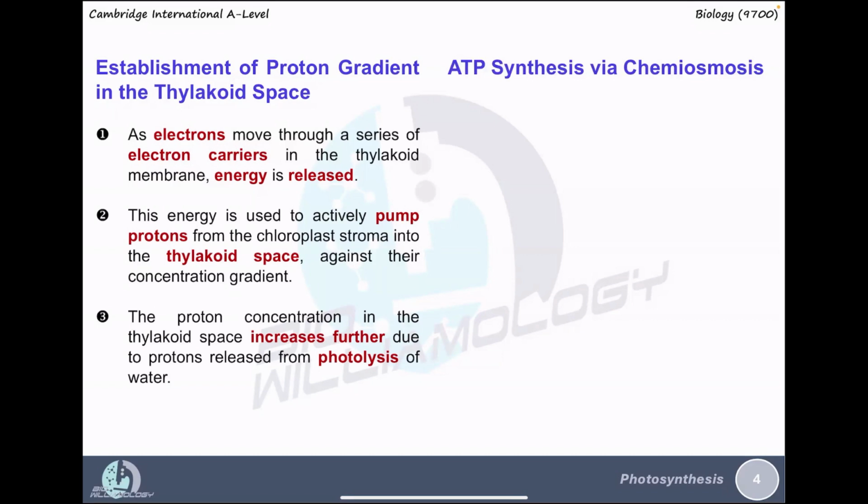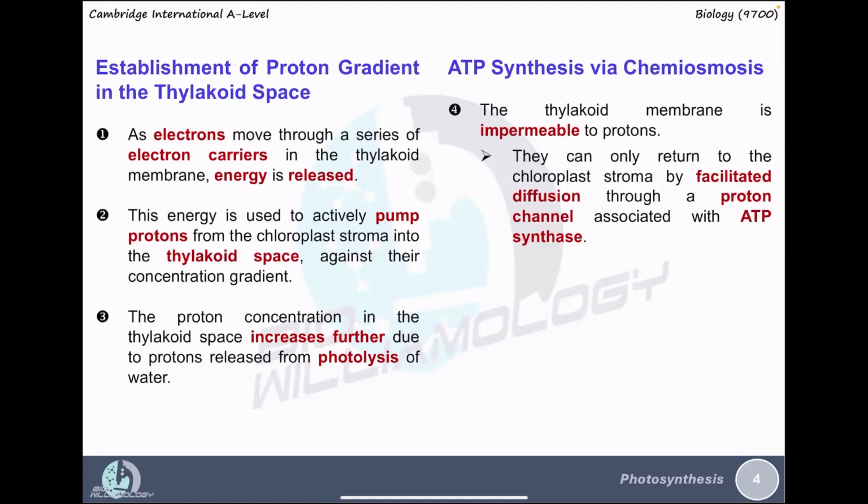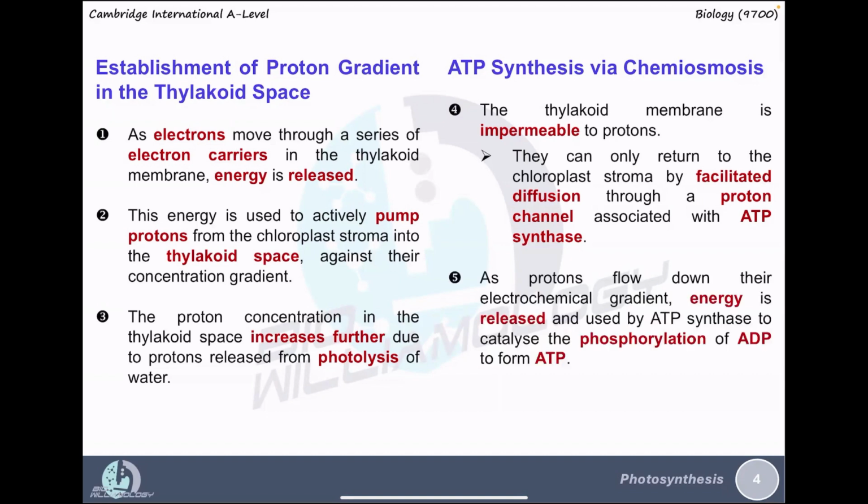The next step involves ATP synthase during ATP synthesis by chemiosmosis. The thylakoid membrane is impermeable to protons, so they can only return to the chloroplast stroma by facilitated diffusion through a proton channel, which is associated with ATP synthase. As protons flow down their electrochemical gradient, energy is released, and this energy is used by ATP synthase to catalyze the phosphorylation of ADP to form ATP.